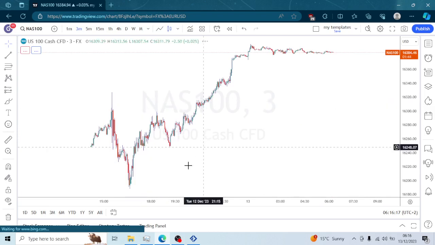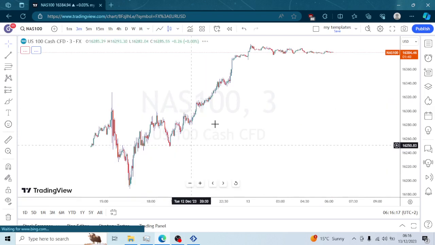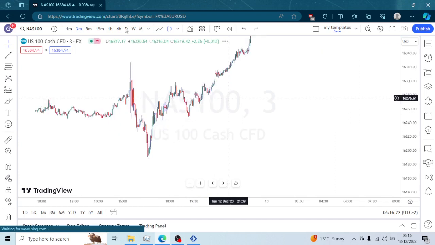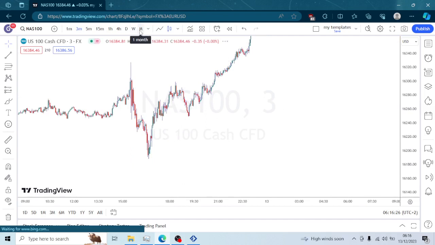So this is the Nasdaq. Where is the trade? Oh, there's the entry right there. But let's quickly recap the analysis. We'll come back to the entry part.